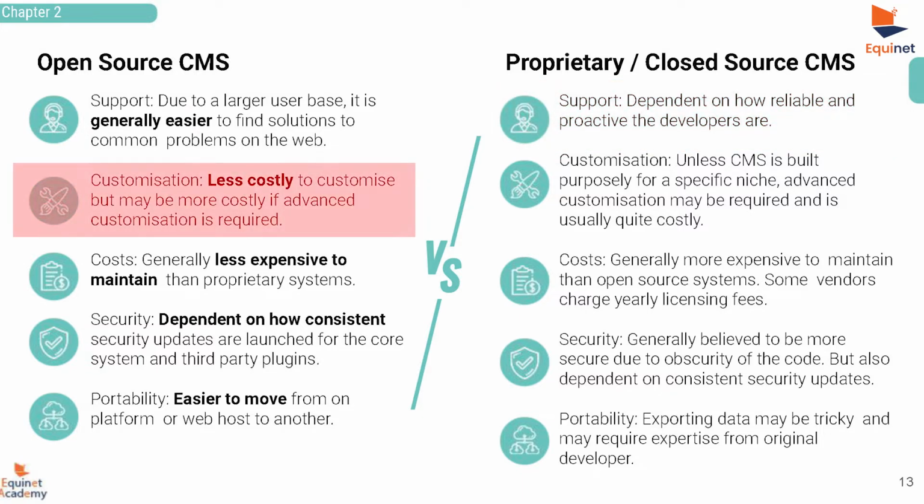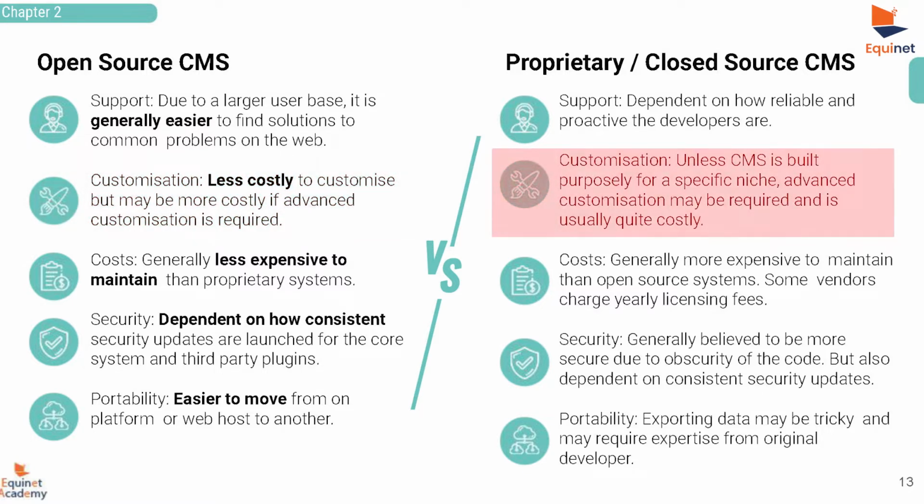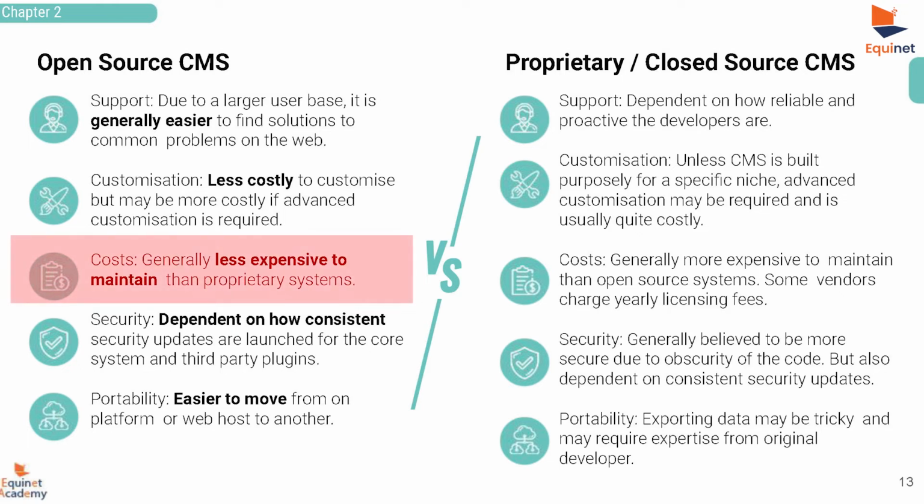Number 2, customization. In an open source CMS, it is less costly to customize, but may be more costly if advanced customization is required. For proprietary CMS, unless it is built purposely for a specific niche, advanced customization may be required and is usually quite costly. Number 3, cost. It's usually less expensive to maintain an open source system as compared to a proprietary system.